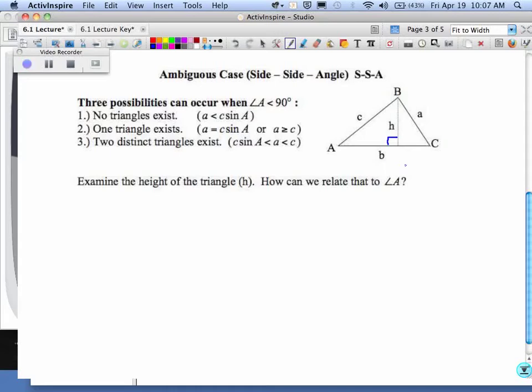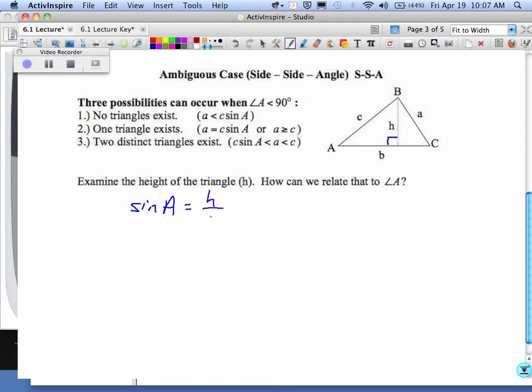Examine the height of the triangle. How can we relate that to angle A? So if I draw in the height wherever it would be located, I've created two right triangles now. So I'm going to take angle A and relate it to H and C by saying the sine of angle A is equal to the opposite H over C.